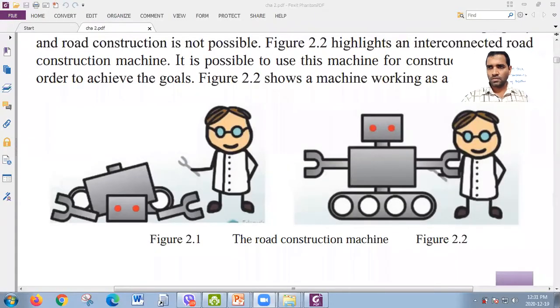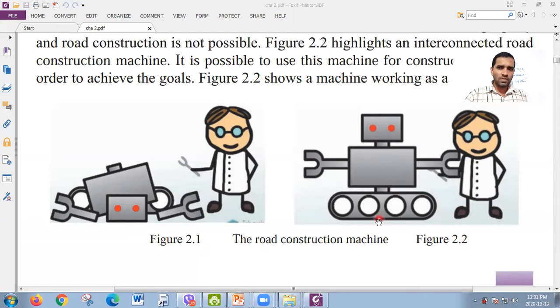Okay, so have a look at this. You have a road construction machine in two pictures, right? This is also one of the road construction machines. Figure 2.2 and 2.1 both show the same idea. But here, as you can see, the parts are disconnected. They are not connected. In figure 2.1, the parts of the road construction machine are disconnected. But the 2.2 figure shows the typical road construction machine where the parts are joined. They are connected together.